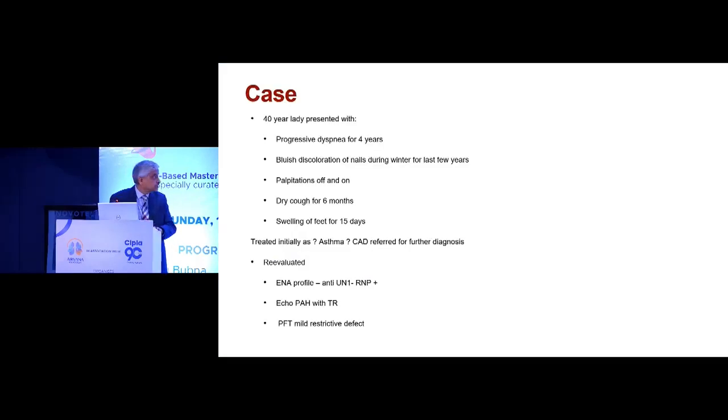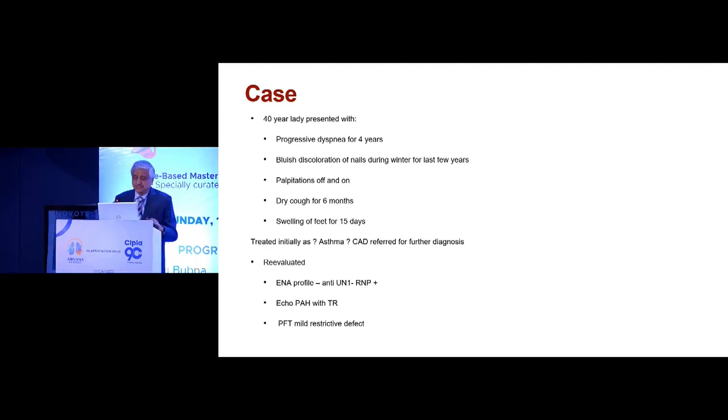So I'll start with this case. This is basically a 40-year-old female who presented with progressive dyspnea for the last 4 years. She had some history of Raynaud's phenomena, bluish discoloration of the nail during the winter months for the last few years. There was palpitations off and on, dry cough for 6 months, and swelling of the feet for 15 days.